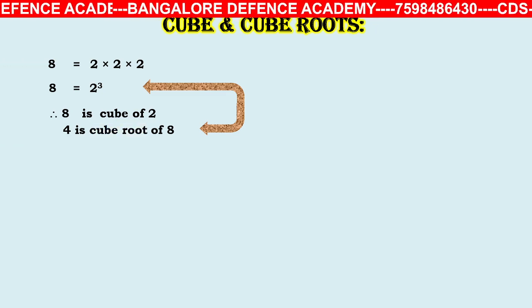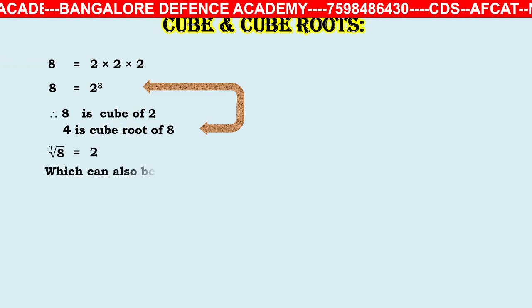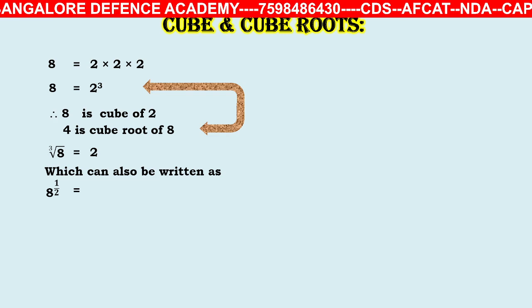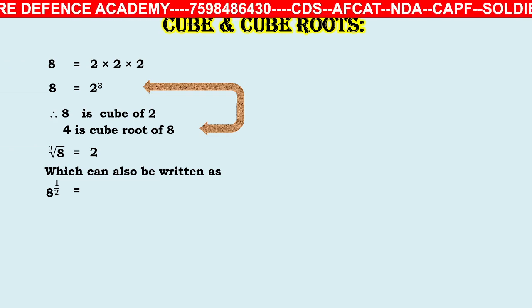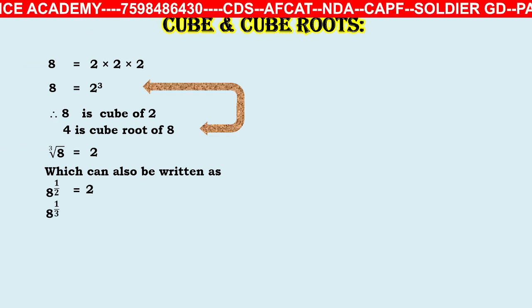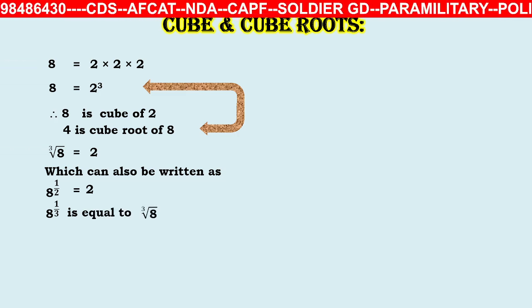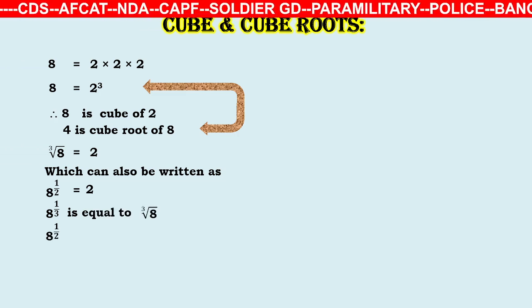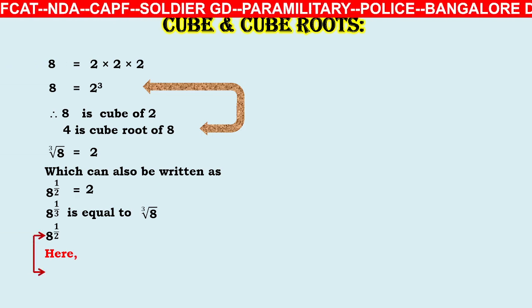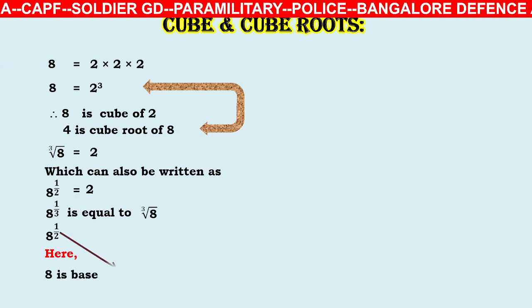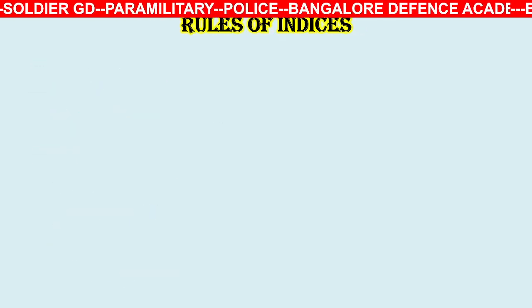So this is written like this: the cube root of 8 is equal to 2, which can also be written as 8 to the power of 1 by 3. It's not 1 by 2, it is 1 by 3. So 8 to the power of 1 by 3 is equal to 2, or it is also written as the cube root of 8. You can see the symbol there. Here 8 is the base and 1 by 3 is the power, also called the index.